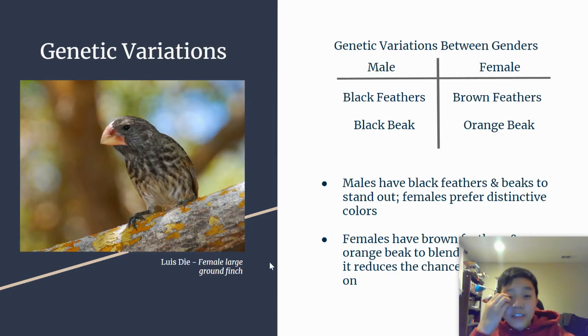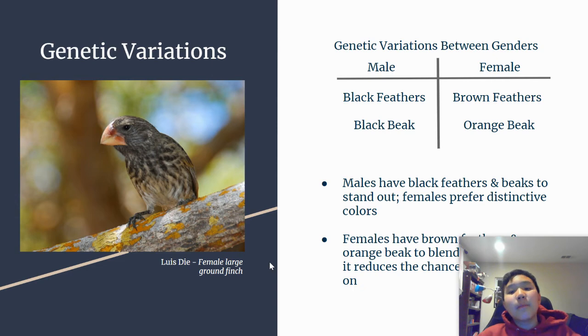Some genetic variations with the large ground finch. Now, doing my research, I couldn't find any variations of the large ground finch, but there are two distinctive differences between male and female finches. So, males have black feathers and a black beak, while females have brown feathers and an orange beak.